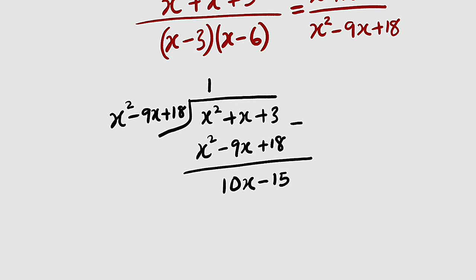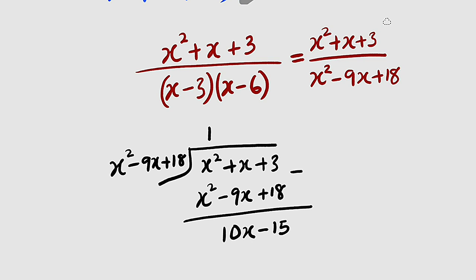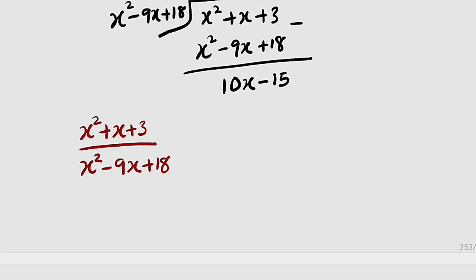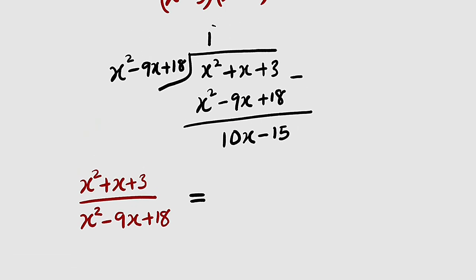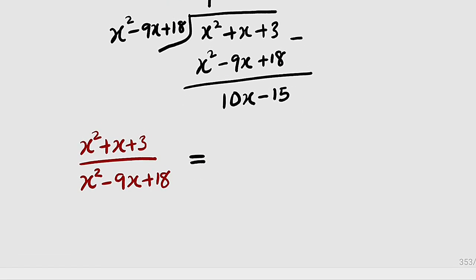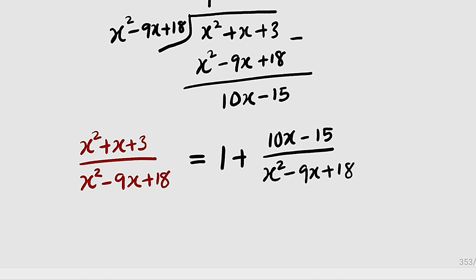Therefore, the whole of this that we have just divided, let me copy it, is equal to the quotient, which is 1, plus the remainder, which is 10x minus 15, then divided by what? X squared minus 9x plus 18. And 10x minus 15 is also the same thing as 5 multiplied by 2x minus 3.